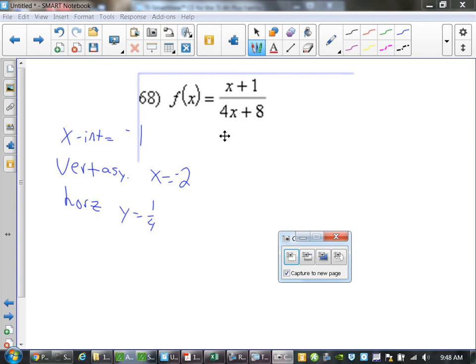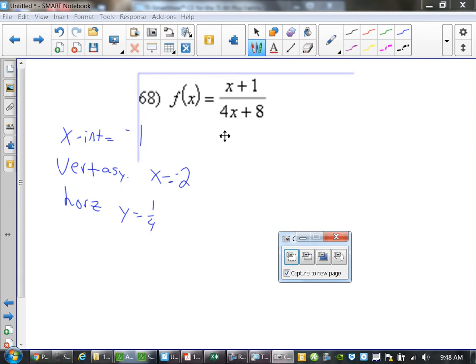Now, in a calculator, you can probably figure out most of that just by putting it in the y equals. You'll see that you have an x-intercept at -1 by using the table. You'll see that you have a vertical asymptote at -2 because it's going to show up in your table as an error message. The horizontal asymptote might be the difficult one to find. You might have to be scrolling through and you might notice that it's approaching that value.